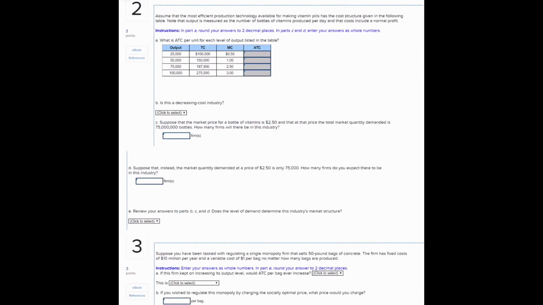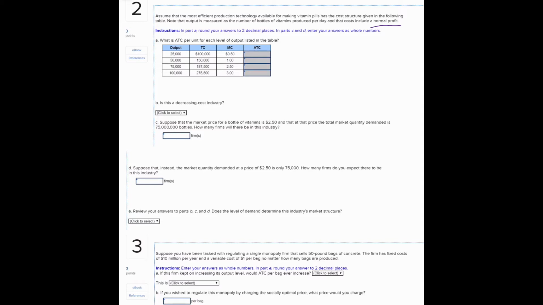So number 2 brings us the output decision and the cost of a monopoly firm. It says that the most efficient production technology available for making vitamin pills has the cost structure we see below. The output is measured as the number of bottles of vitamins produced per day, and the costs include a normal profit. Remember that normal profit is what we'd refer to as zero economic profit or breaking even. It's where the total costs, including implicit costs, so explicit plus implicit costs, are equal to revenue.